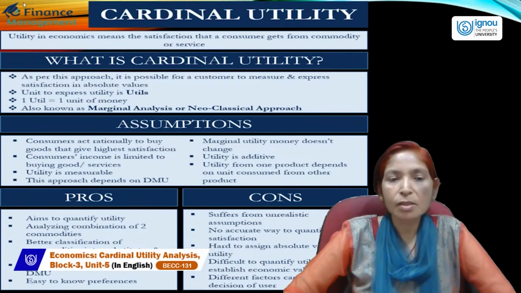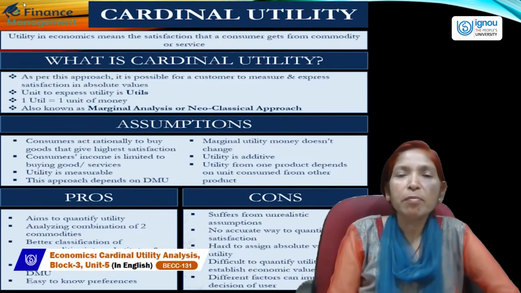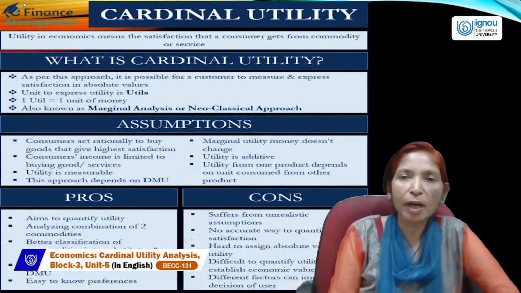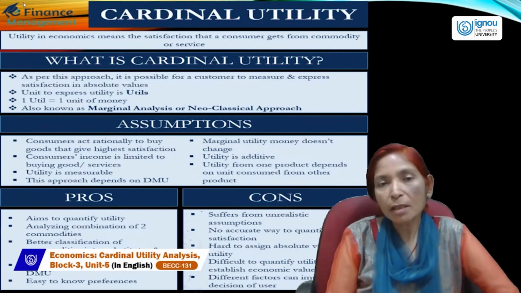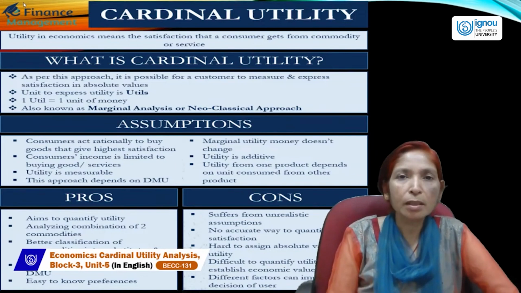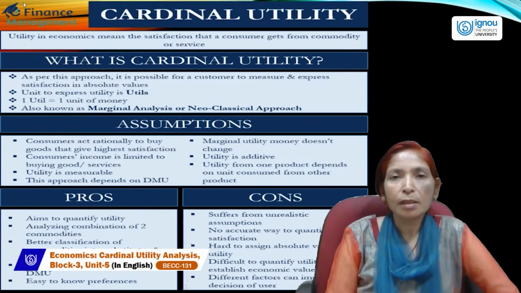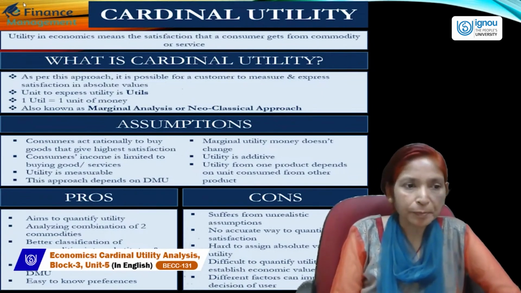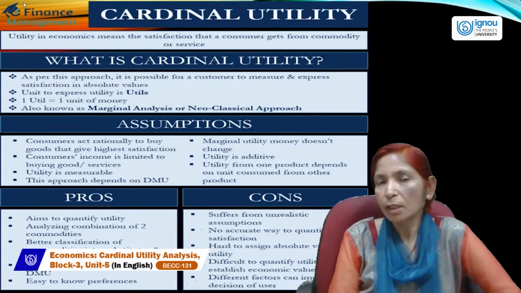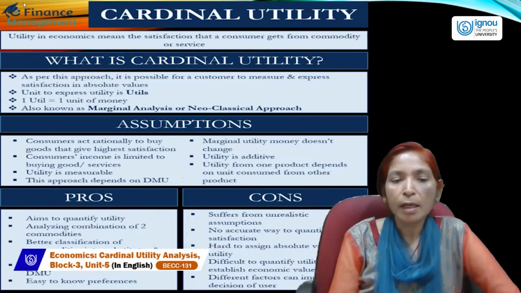The first assumption is that the consumer is rational to buy any type of goods and services which will give him higher satisfaction. The consumer will buy more, and for a commodity which will give him less satisfaction, the consumer will buy less. It means the consumer is rational. The consumer knows about the power of utility, what satisfaction level he is getting from the consumption of that commodity. Next is consumer income. We assume that it is limited.